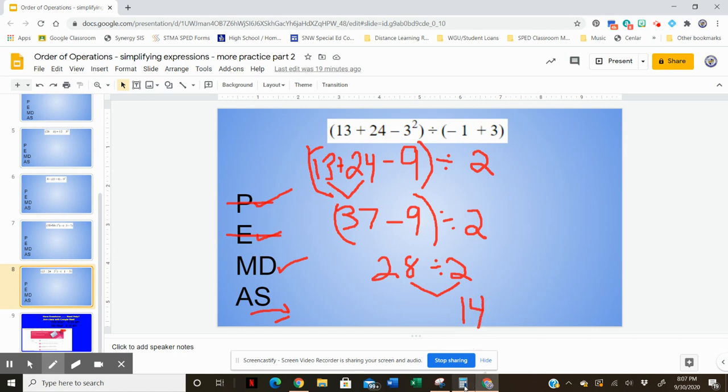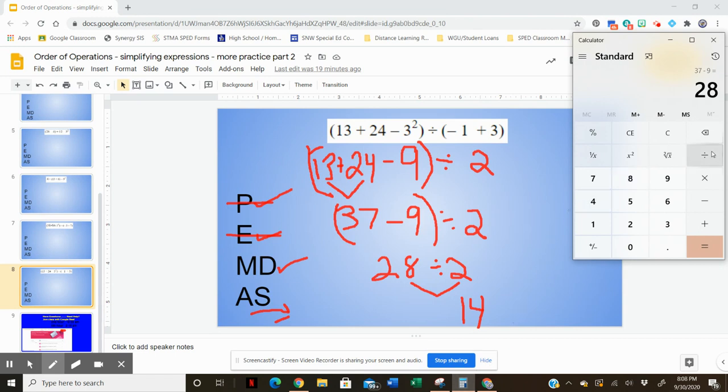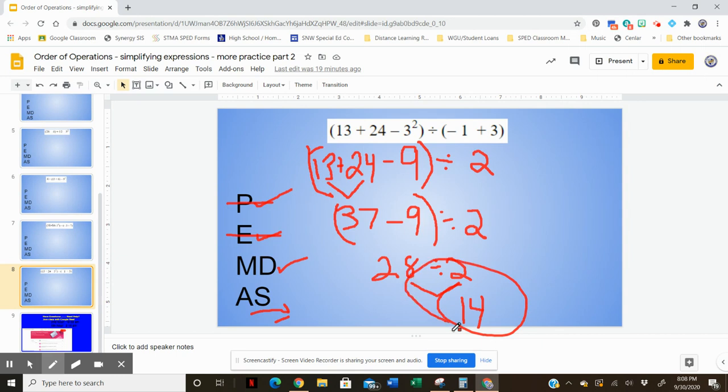I can double check my answer. Let's say I thought, oh, I'm pretty sure it's 14, but let me check it out. 28 divided by 2 and 14 was the answer. So I took my time, I wrote down each step, and remember, even inside the parentheses, we're going to follow the order of operations to help us get to that next step, to get to that right answer.